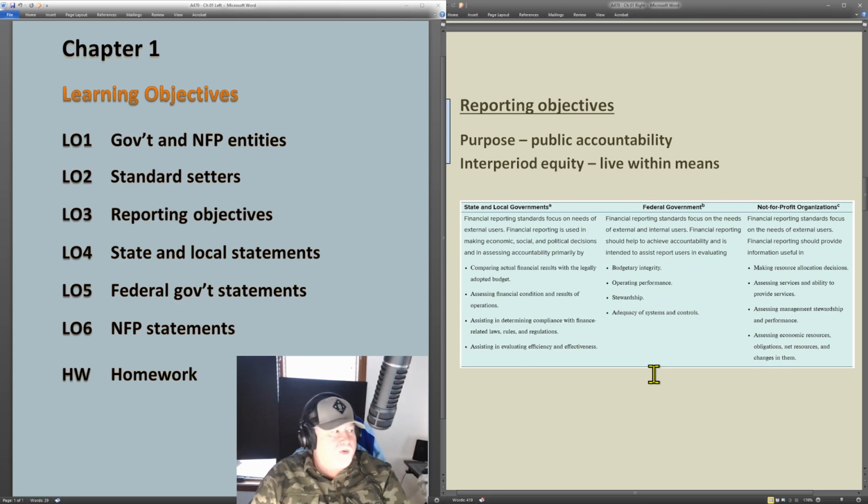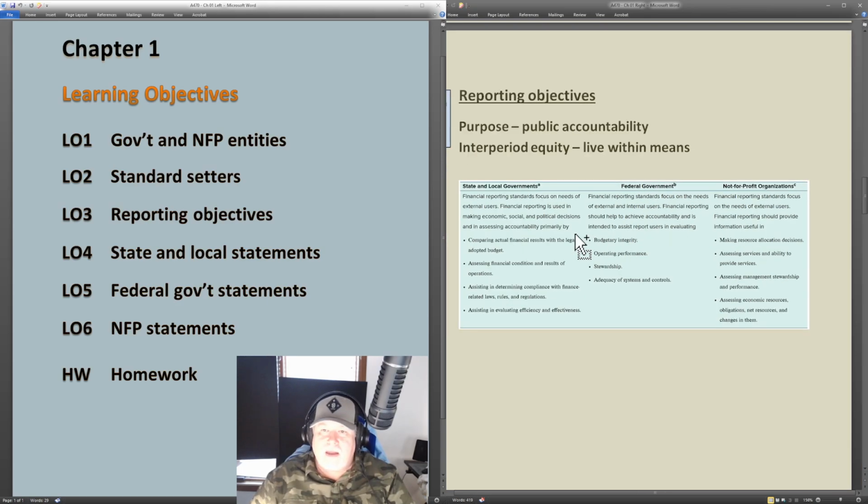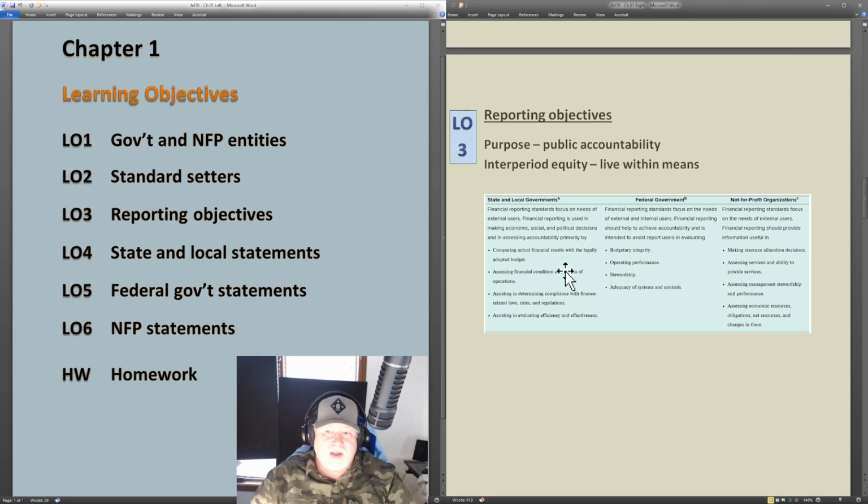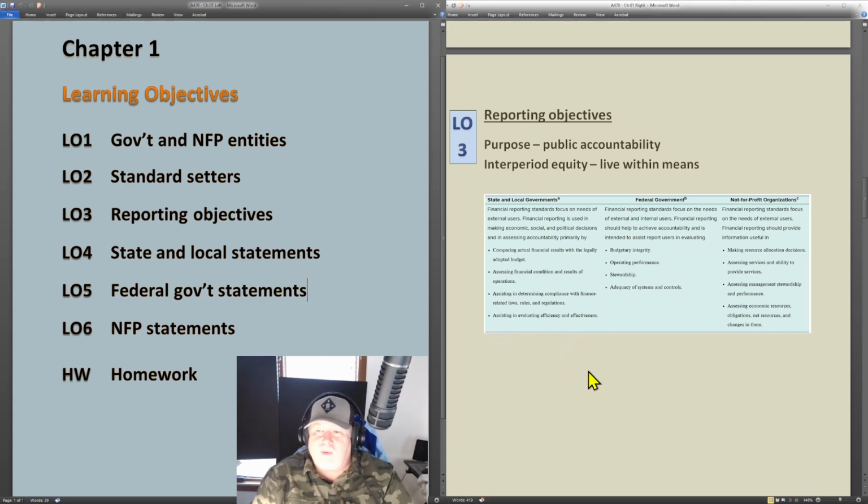Just at the top there, I have reporting objectives, purpose is public accountability, and there's this idea of interperiod equity. And what that means is, for the state and local governments and the federal government, are you living within your means? Well, I think if you have any concept of the federal government, especially, or the state and local governments, there's not many governments in the U.S. that are living within their means. In fact, I did a quick search, and I don't know of many that are actually not borrowing money to fund operations.